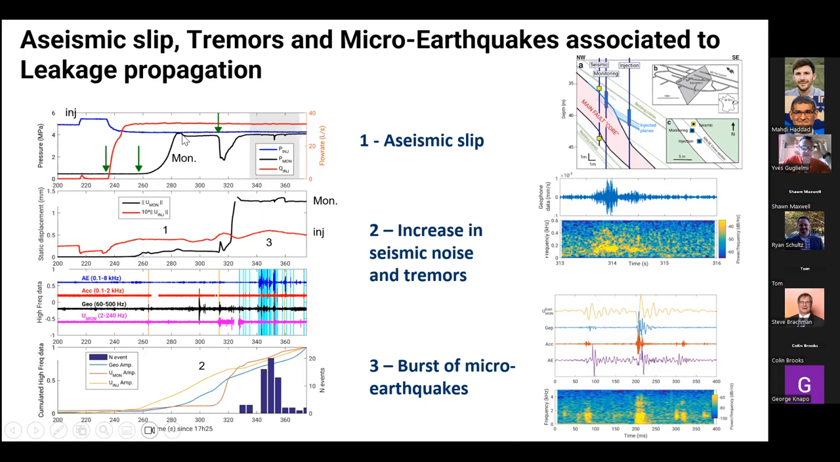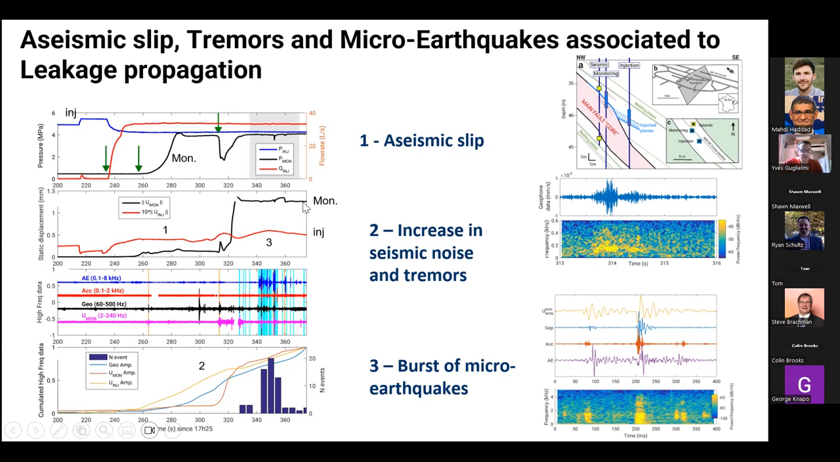Here we see at least a very big event corresponding to a drop in pressure, and before that also a smaller event. What is interesting is if we look at what's happening with the displacement, for example. If you look at the black curve, it's showing the displacement at the monitoring point, so the displacement of the fault measured at the monitoring point.